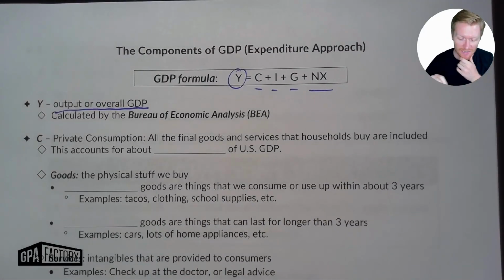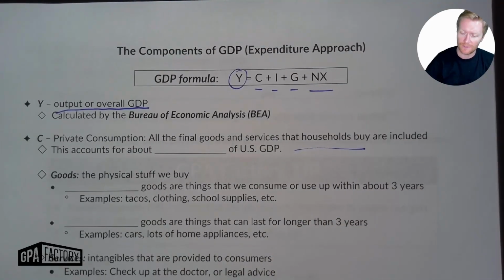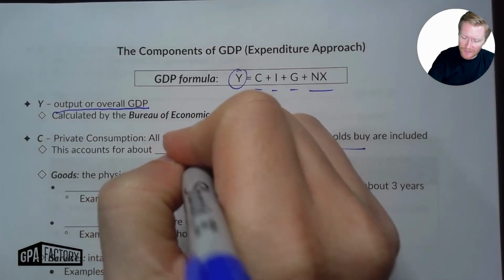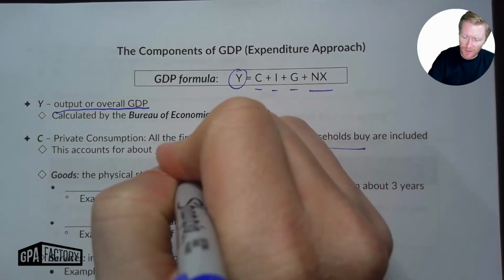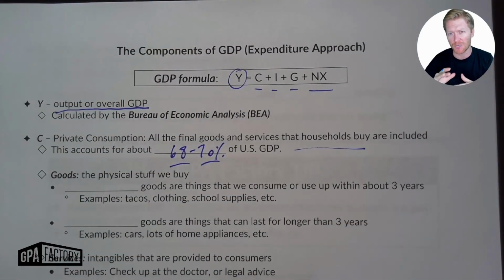So when we say C, this is private consumption. The one thing to know is that this is definitely the largest component of GDP. This is really all the final goods and services that households buy. This is going to account for about 68 to 70%, really about 70%, but it fluctuates year to year, so we give a little bit of a range there. But definitely know that consumption is the largest of the components.